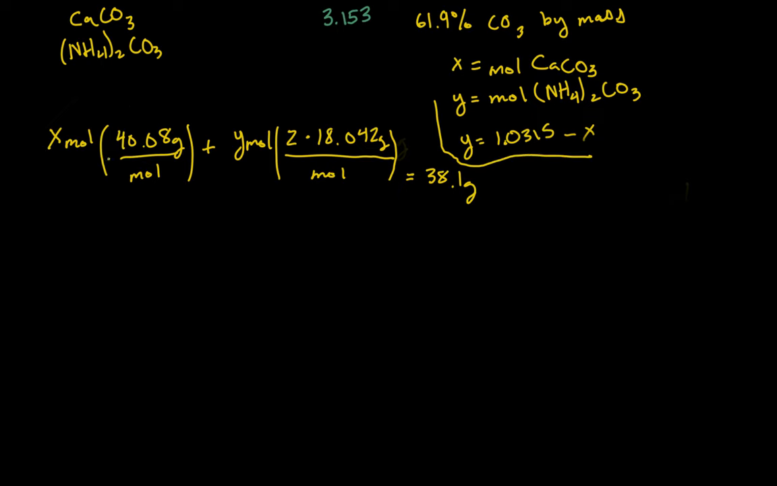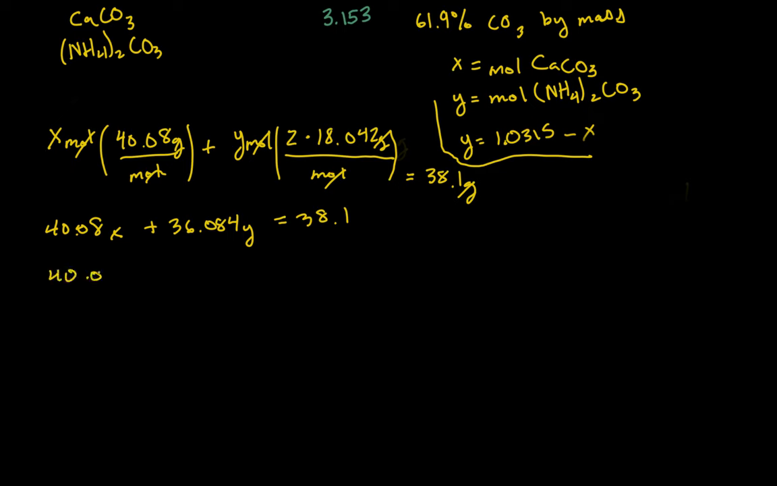Okay, so moles cancels out of all of these, and again, we've got grams common in all of these, so we're going to divide grams out too. We get left with 40.08 X plus 2 times 18.04, which gives us 36.084 Y, equals 38.1. Okay, let's sub out Y and solve for X.